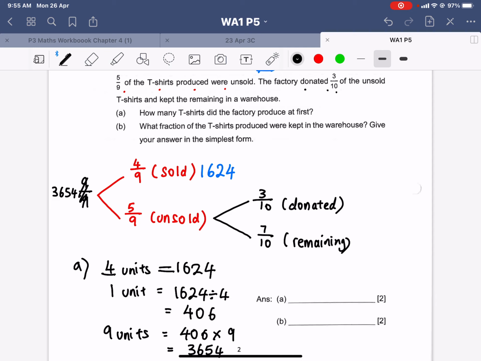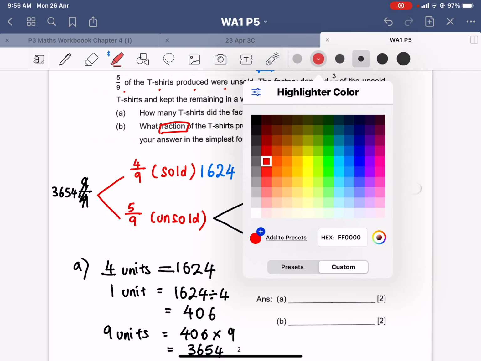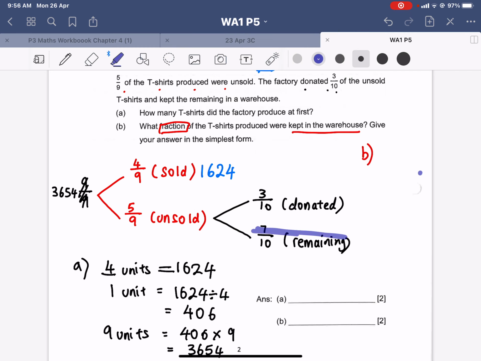Alright, now part B is even easier. Let me use this space here for part B. What fraction, they only asked for fraction, they didn't even ask for the actual number, were kept in the warehouse? Now, where is the branch that were kept in the warehouse? It is this one, right? The remaining ones were kept in the warehouse, right? So let's trace this branch back to here.